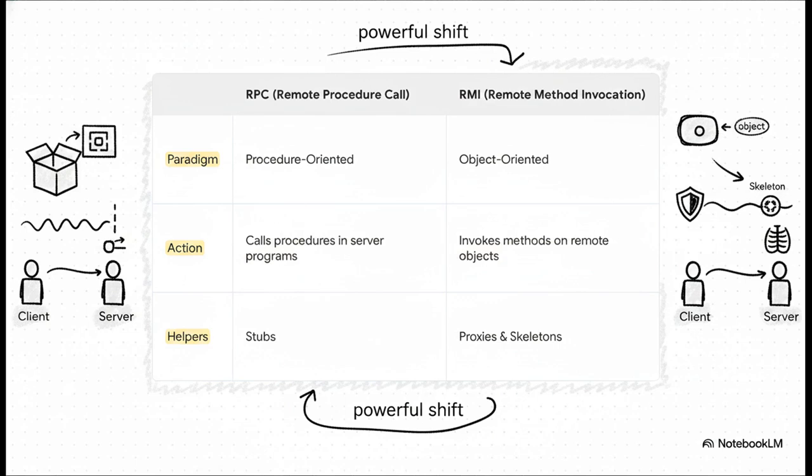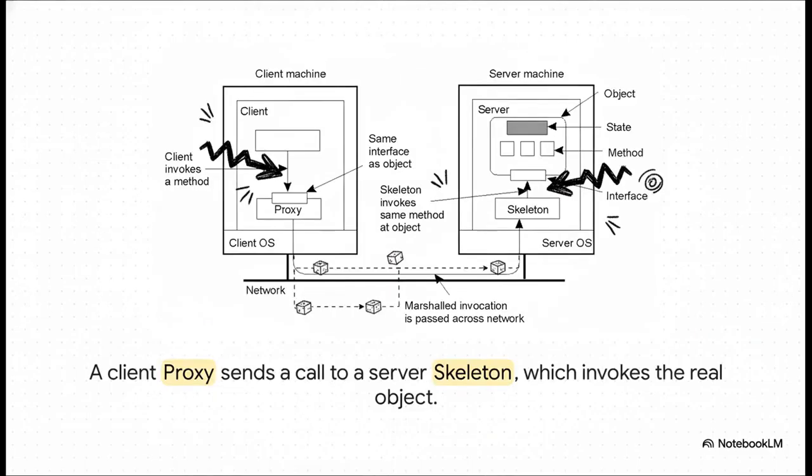It sounds like a small change, but it's a really powerful shift in how you think about things. And you'll notice the terminology is a little different. Instead of stubs, RMI uses proxies on the client side and skeletons on the server side. But honestly, they do pretty much the same job. This picture gives you a perfect idea of how RMI works.